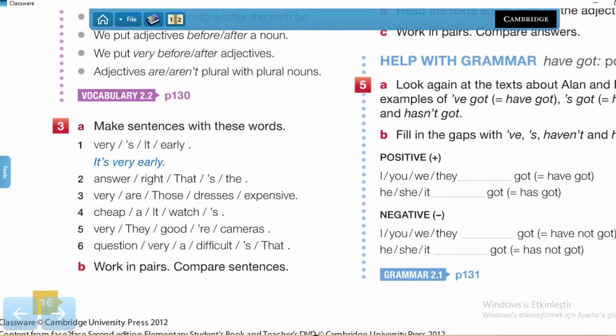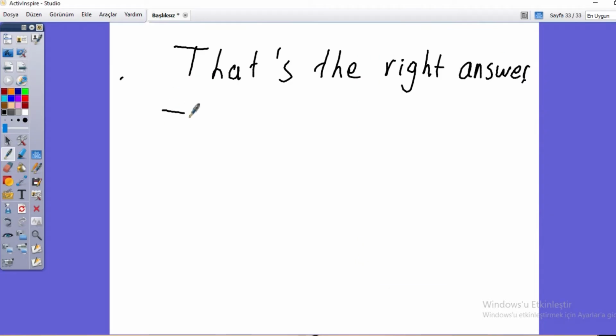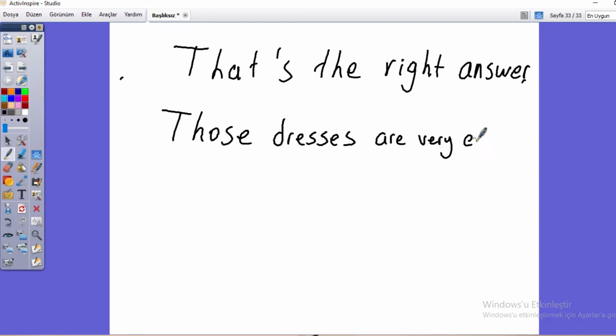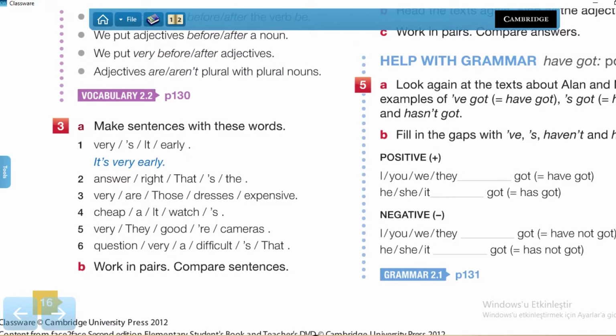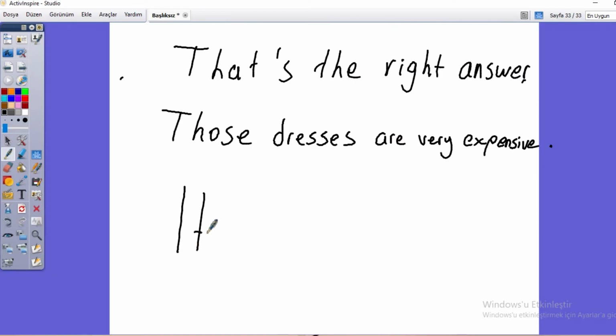Number 3. So let's put them in the right order again. Those dresses are very expensive. Number 4. It's a cheap watch. Cheap is the adjective, watch is the noun. So we use adjectives before nouns. It's a cheap watch.